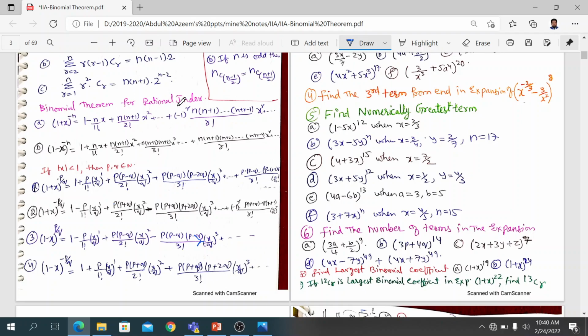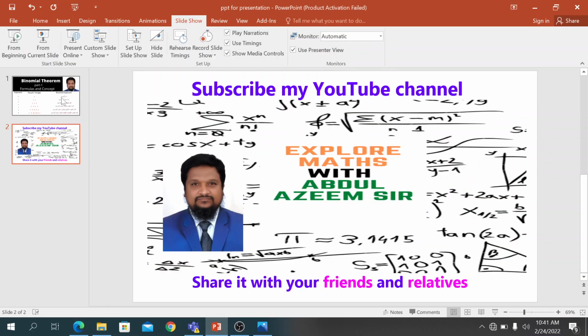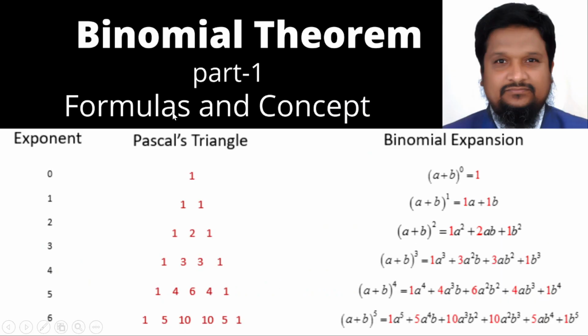So these are the basic concept formulas for binomial theorem. Okay, now we have seen the binomial theorem part 1 formulas and concepts.